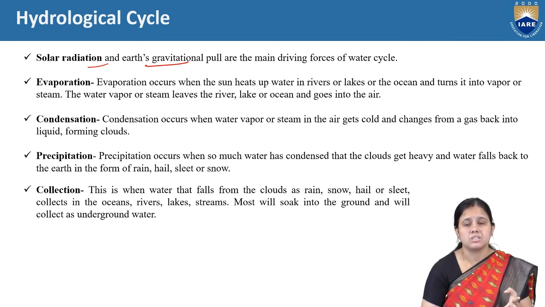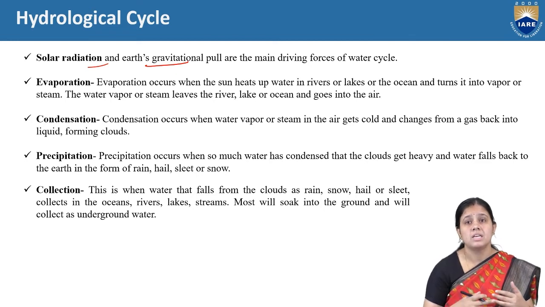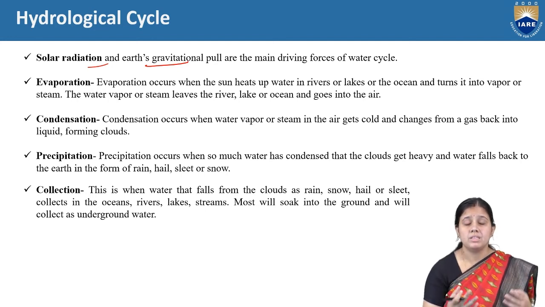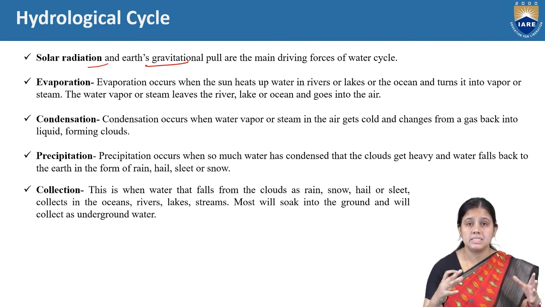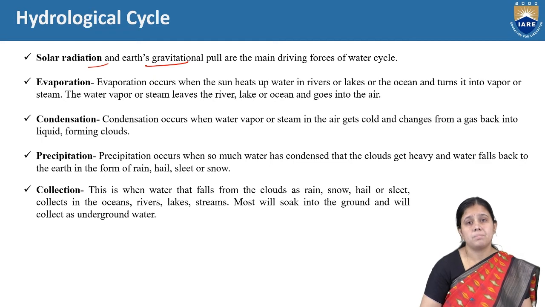And now the precipitation. Precipitation occurs when so much water has condensed that the cloud gets heavy, and water falls back on the earth's surface in the form of rain, hail or snow, whatever it is. So precipitation is nothing but the process of rain. When more and more water vapor is absorbed in the cloud than it can hold, then the rain will come. This is the precipitation process.